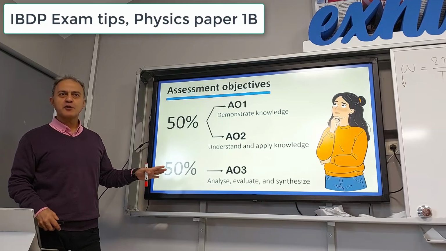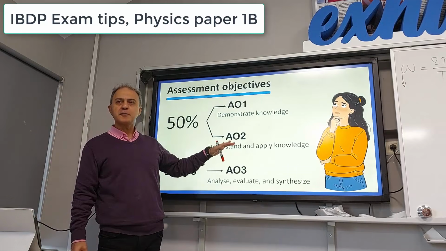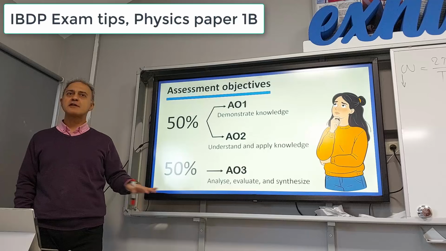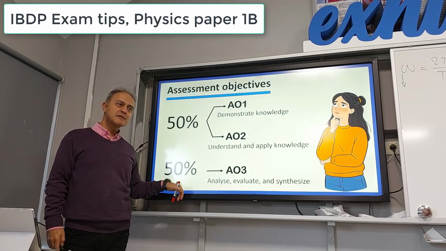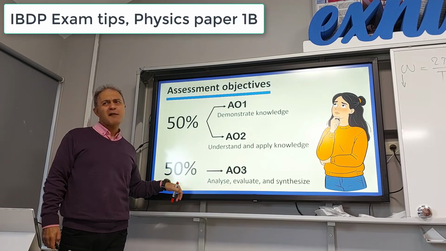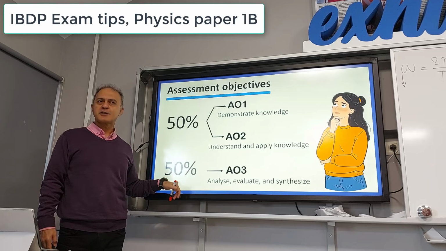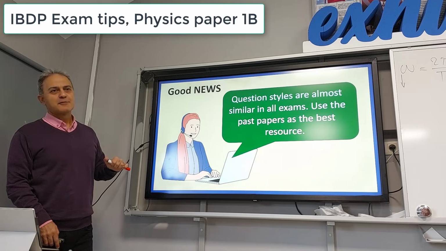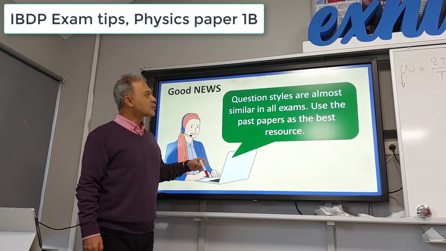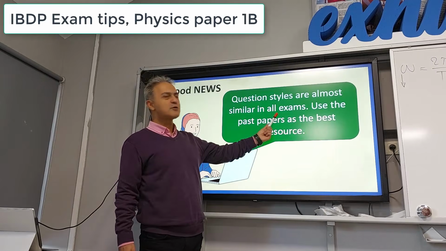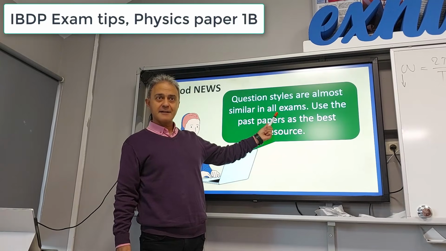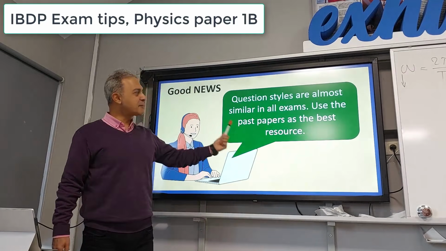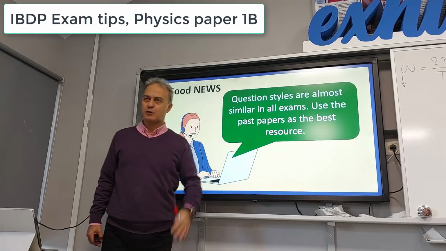Same distribution of questions: AO1, AO2 50%, AO3, the challenging ones, how much? 50%. So half of the questions in IB are always challenging. Good news for the first time: question styles are almost similar to our exams. Examiner says, okay? So use the past papers as the best resource.